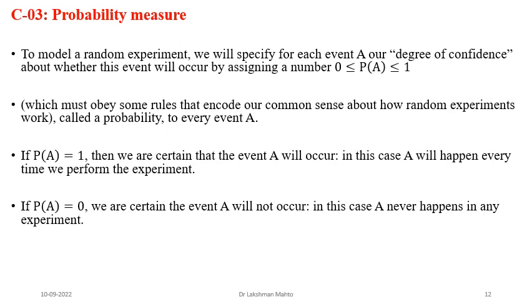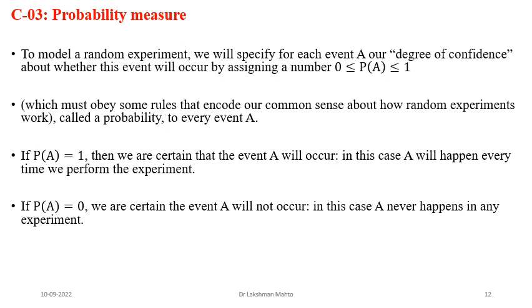Now, if the probability of A equals 0, that means we are certain that event A will not occur. Again certainty is coming here: A never happens in any trial or performance of the experiment. So you are clear with 0 and 1, the bounds of the number we assign, which is the probability measure.